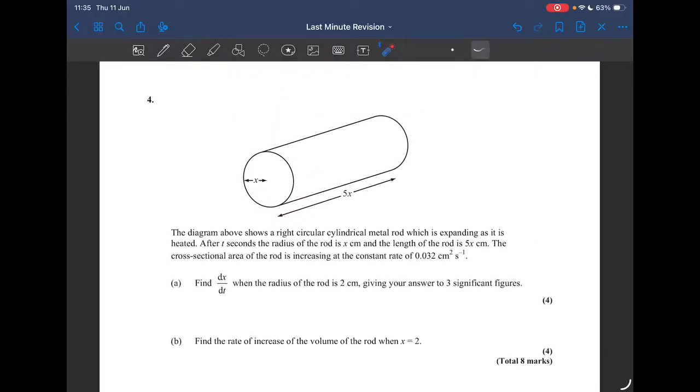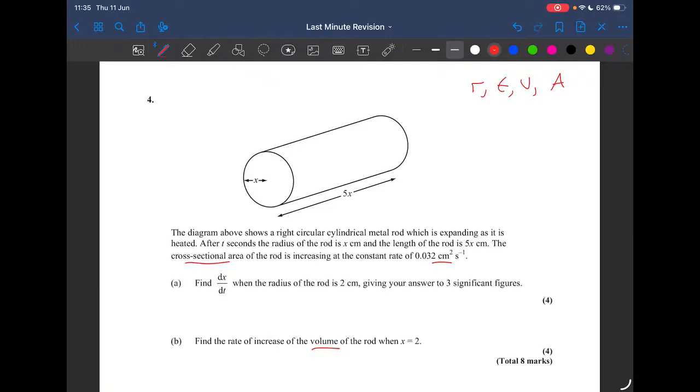So what have we got? We've got a right circular cylindrical metal rod. It's expanded as it's heated. So in general, what do we have? We've got radius, we've got time, and are we talking about the surface area or the volume? Volume. But we also have cross-sectional area. So we've got all four, sorry. And then we're going to have to eliminate one and work with the other ones.